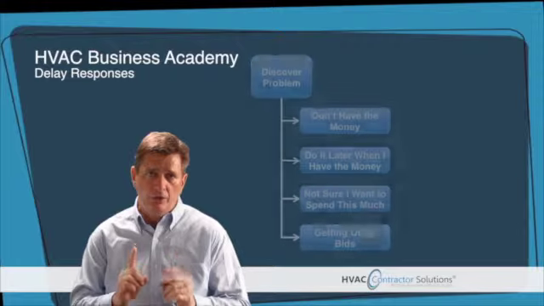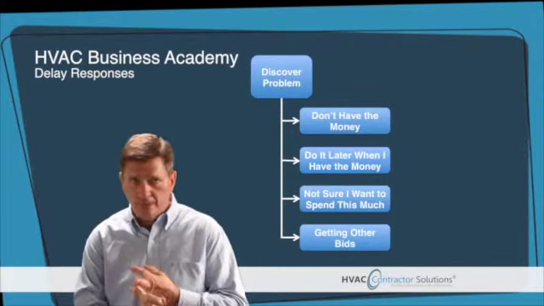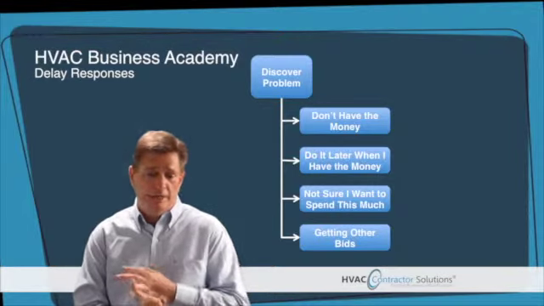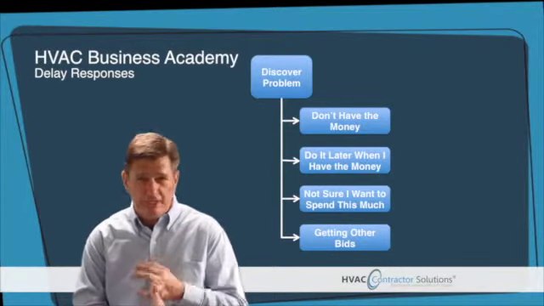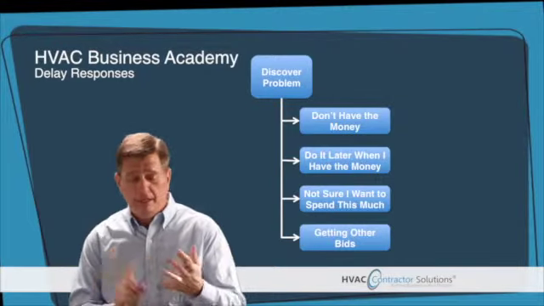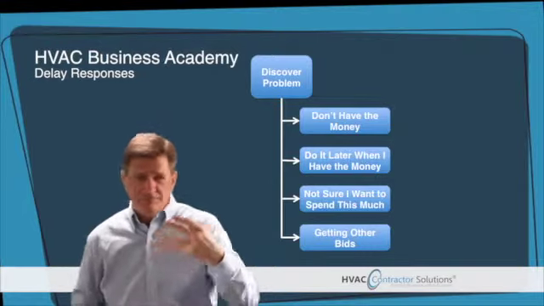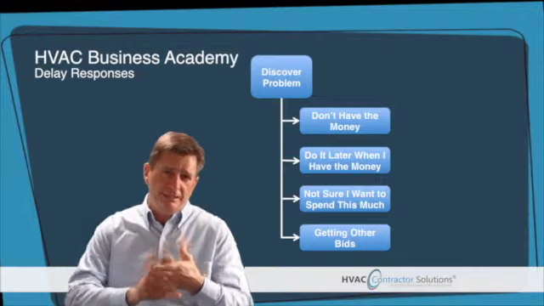Right now, they're going to tell you one of four things. I want to do it, but I don't have the money. I'm going to do it later when I get the money. I'm not sure if putting that much money into my system is a good place for my money right now. And I want to make sure that I'm not overpaying for the work by getting other bids. Each of these four need to be handled basically the same way.